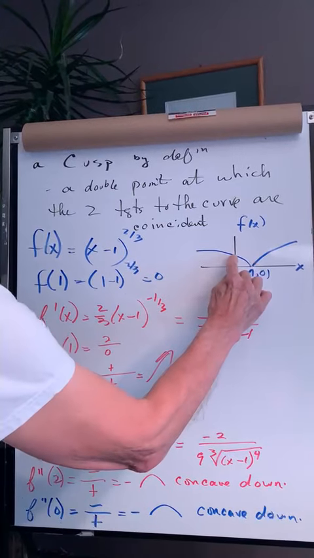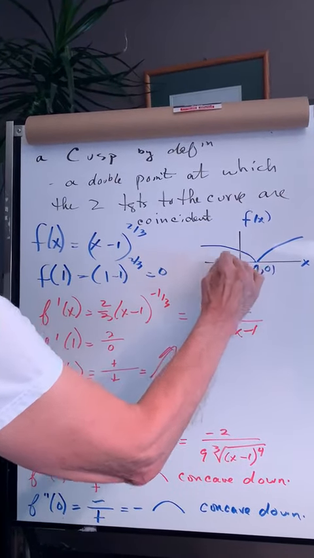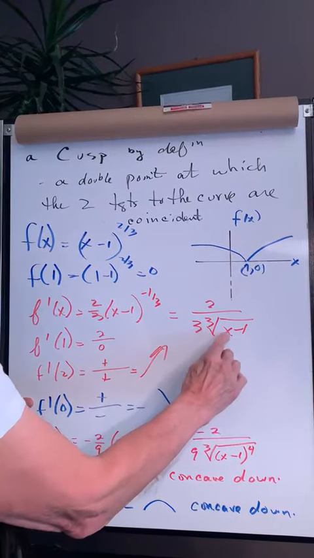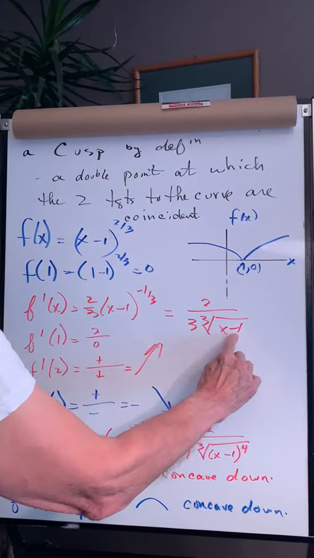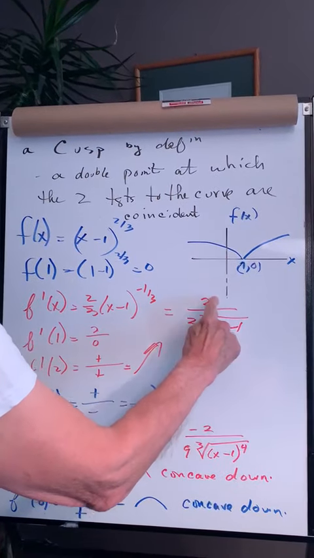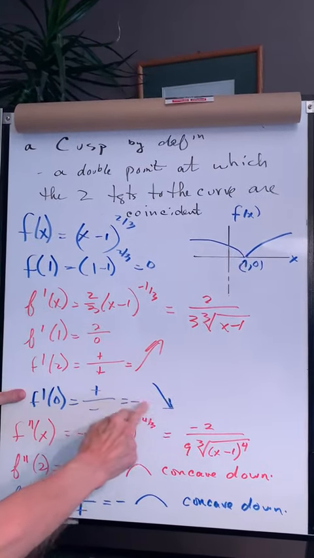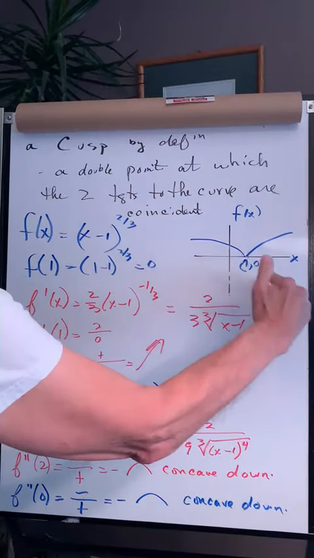Let's go to 0 over here. Hopefully the slope will be negative. So I'll go back in here. If I put a 0 in here, this is the cube root of -1, which is negative. So it's positive over negative, which makes the slope negative going this way.